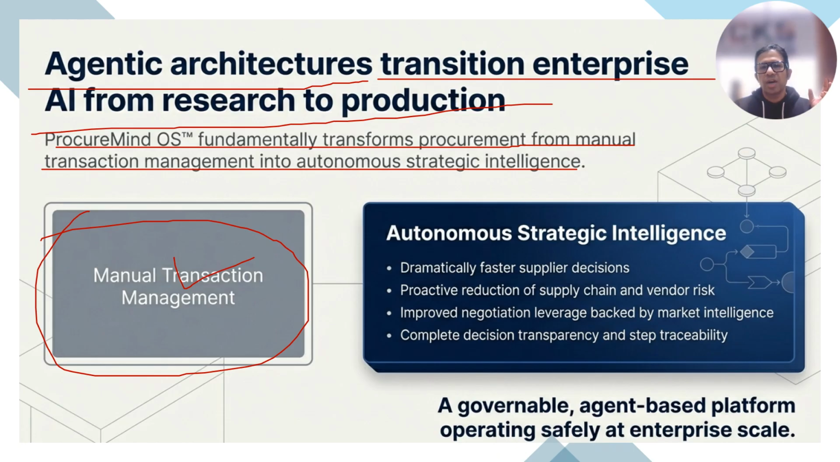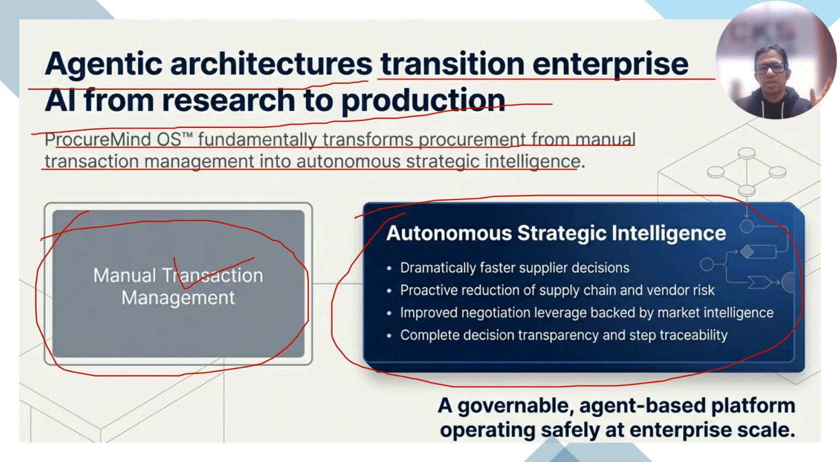Now shift to the right box, blue box. This is the after state. See this one, the after state: autonomous strategic intelligence. This is what ProcureMind OS delivers, autonomous strategic intelligence. Now I will walk through these bullets one by one because these are your business outcomes.